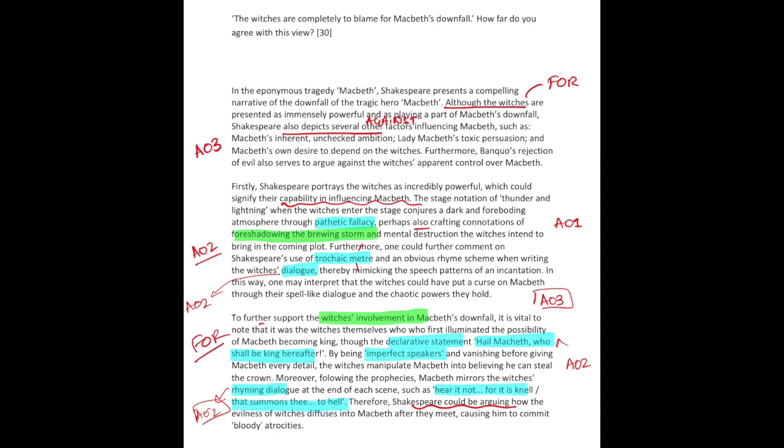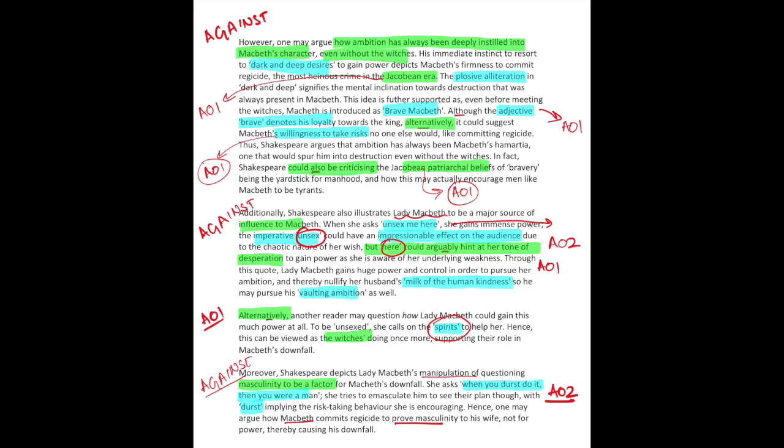By being imperfect speakers and vanishing before giving Macbeth every detail, the witches manipulate Macbeth into believing he can steal the crown. Moreover, following the prophecies, Macbeth mirrors the witches' rhyming dialogue at the end of each scene, such as, "Hear it not, for it is Nell that summons thee to hell." Therefore, Shakespeare could be arguing how the evilness of witches diffuses into Macbeth after they meet, causing him to commit bloody atrocities. However, one may argue how ambition has always been deeply instilled into Macbeth's character, even without the witches.